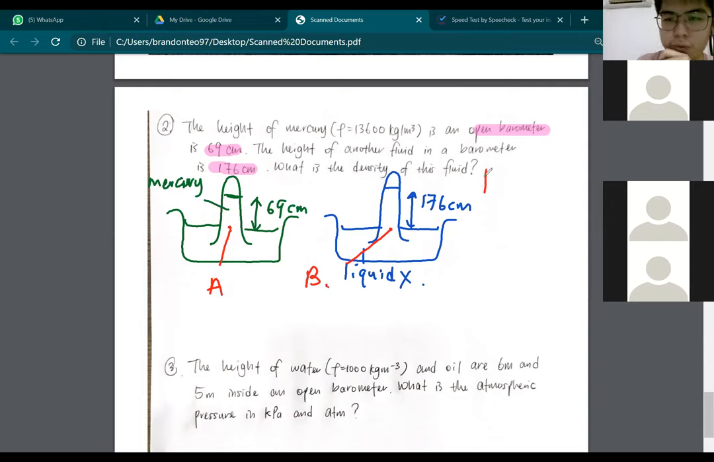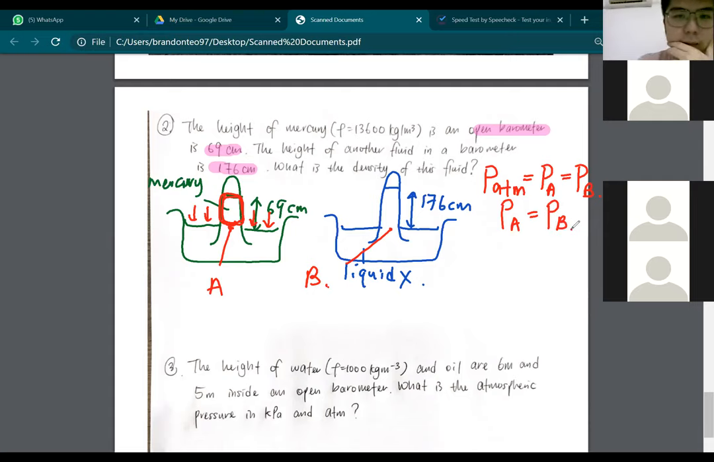Okay, now you know that the atmospheric pressure P at M is balanced by the pressure at point A, correct? Okay, so the atmospheric pressure pressing down on the surface of Mercury is balanced by the pressure of the Mercury acting on point A, okay, which is the weight of this column of Mercury here. Right, so P at M equals to PA, and also equals to PB. Okay, because these two barometers, they are at the same environment, they are at the same atmospheric pressure. So P at M equals to PA equals to PB. So I can write PA is actually equals to PB.